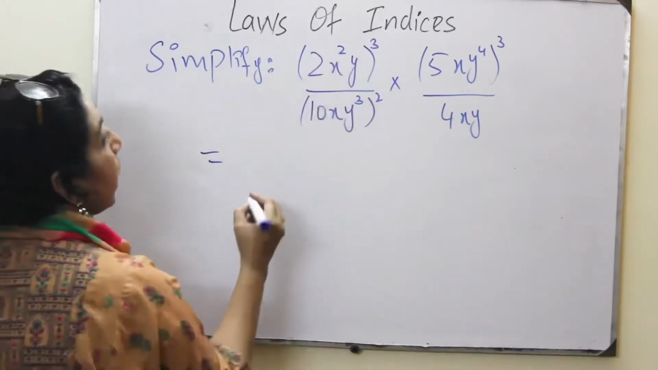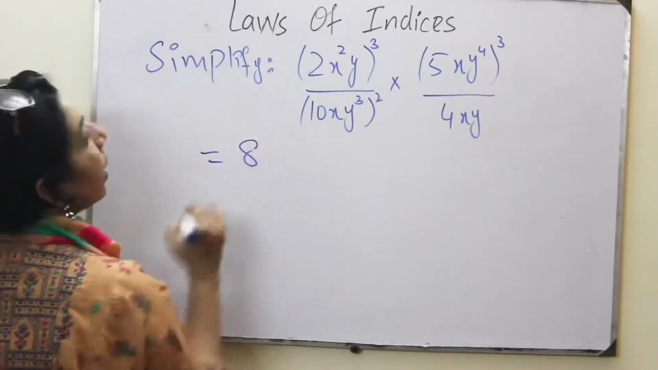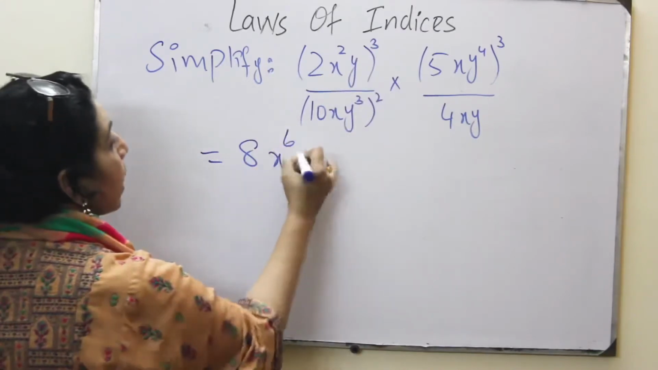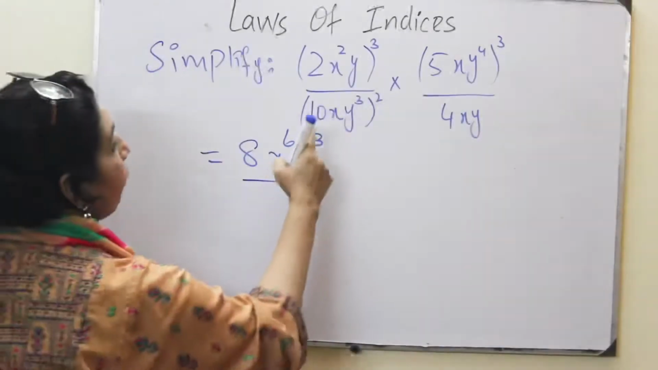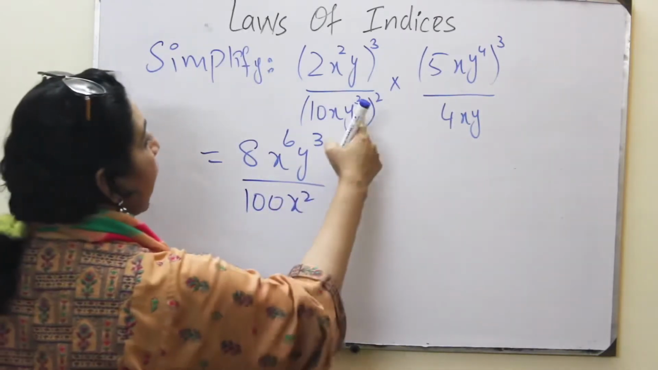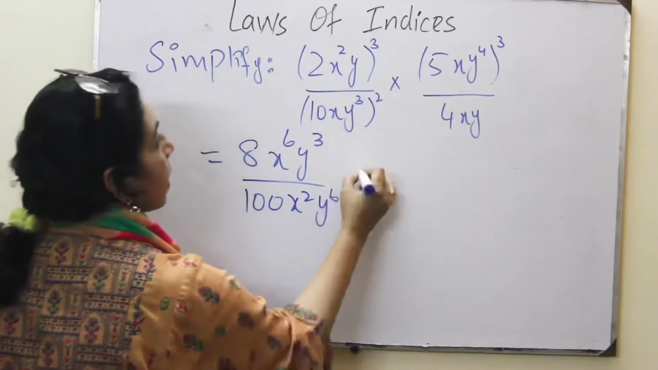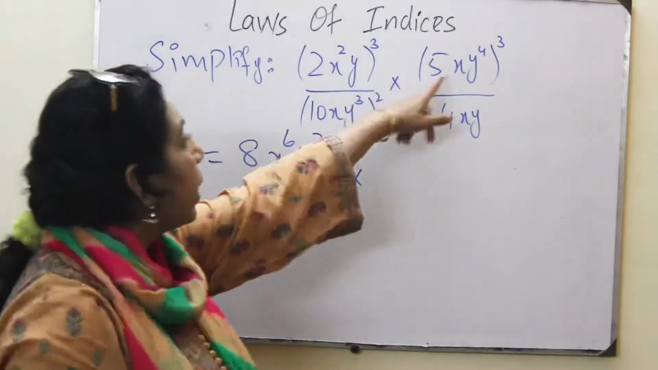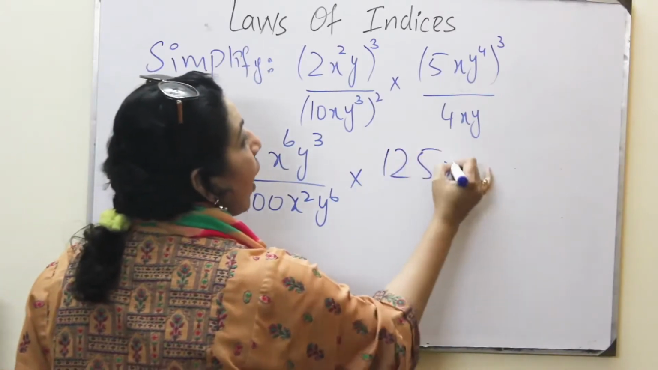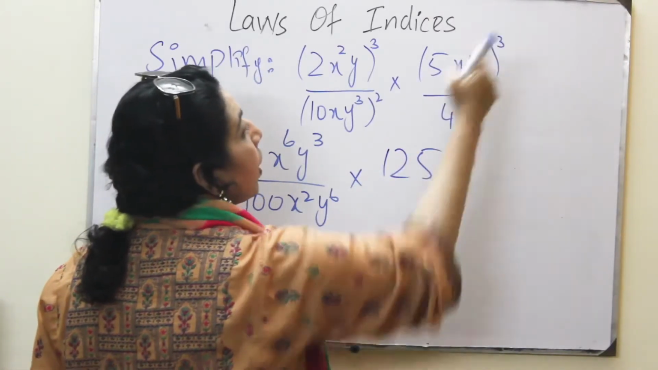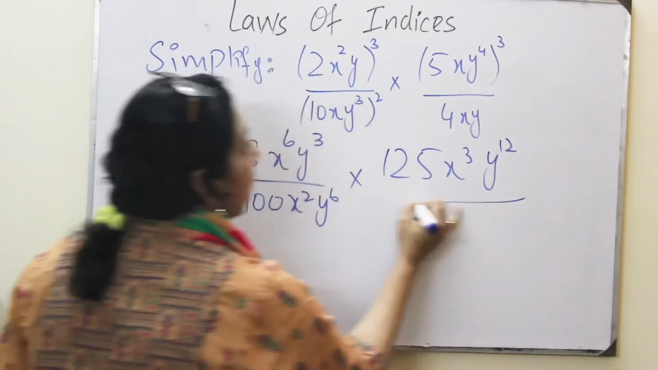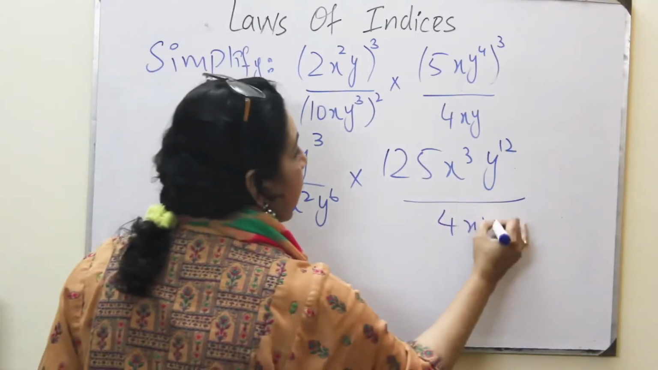2 power 3 is 8, x power 2 raised to power 3 gives x power 6 and y power 3. We have 10 power 2, that is definitely 100, x raised to power 2, y power 3, 2 times 6. Now 5 raised to power 3: 5 multiplied by 5 is 25, multiplied by 5 is 125, x power 3, y raised to power 4, 3 times 12. And this 4xy will remain as it is.